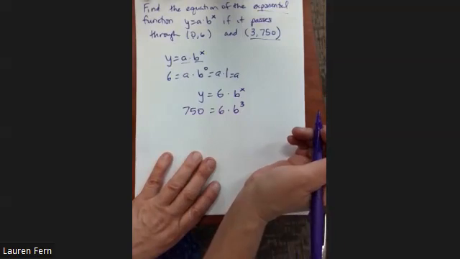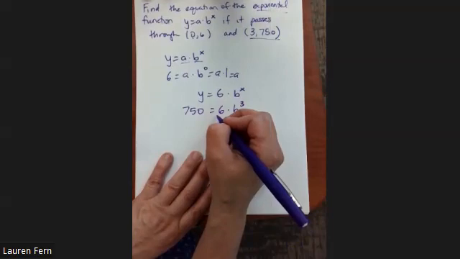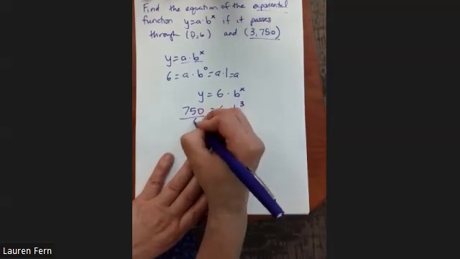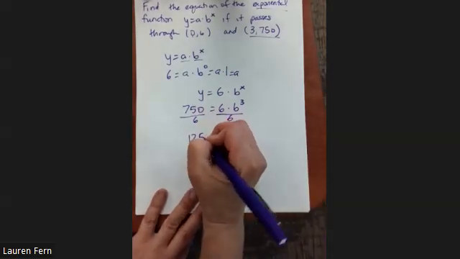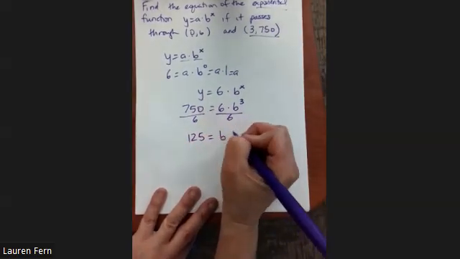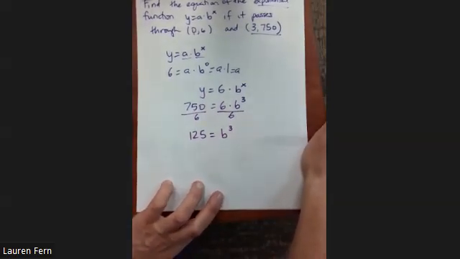Be careful, you got the right idea, but notice I'm multiplying by 6. So what do I have to do? Divide by 6, right on. So on my left, I'm going to get 125. And on my right, I'm going to get b cubed. Trust me, 750 divided by 6 is 125.